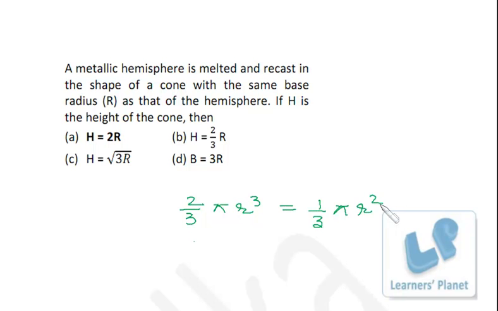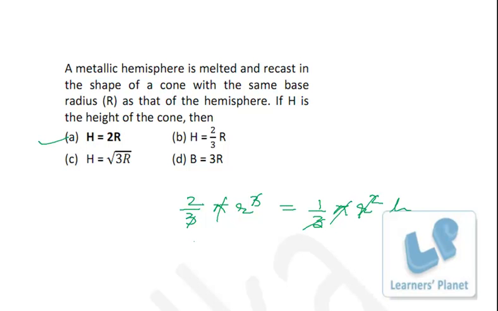Pi r square, we are taking same r because both of them are having same radius, right? Here it is actually capital R, I have written small r, that really doesn't matter. And h is the height of the cone, so 1 upon 3 pi r square h, right? Pi and pi is cancelled, 3 is cancelled, r square and this is cancelled, so h is equal to 2r. This is the relation that we are getting over here, so this is the correct option.